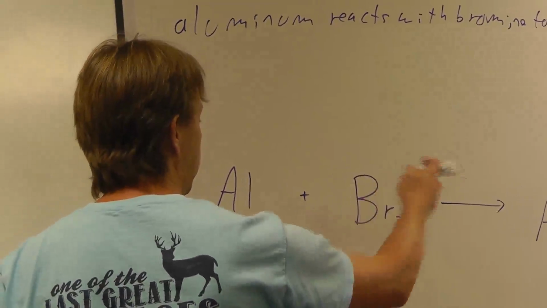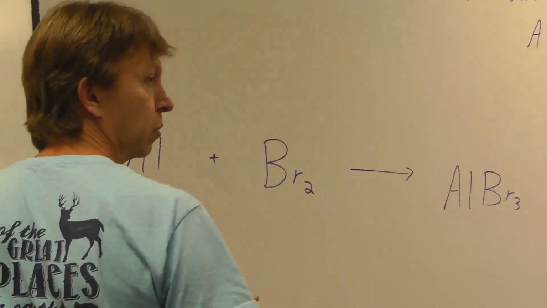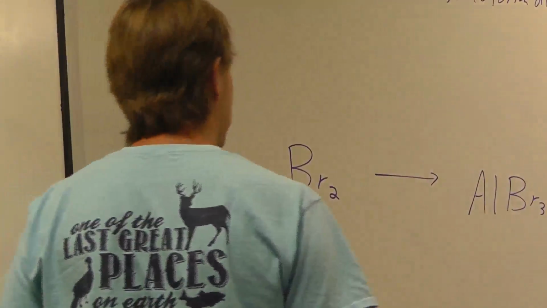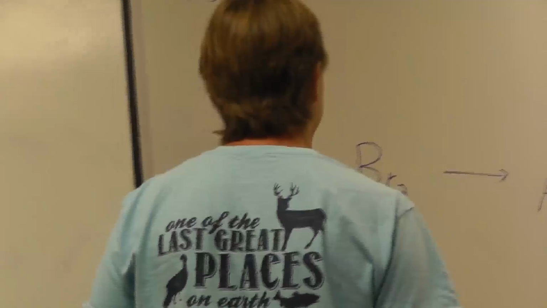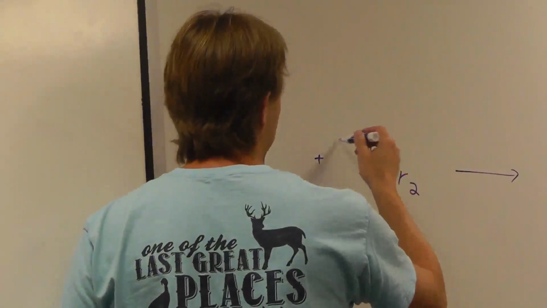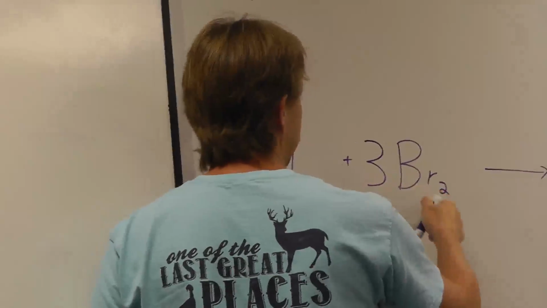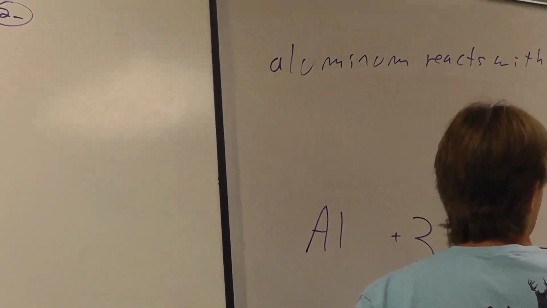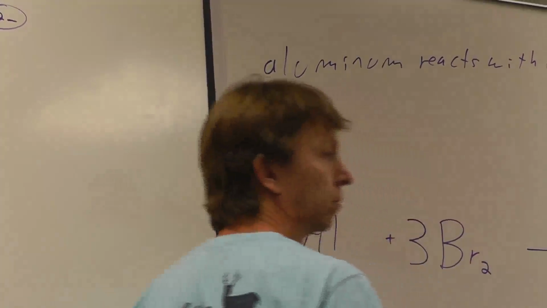And comparing 2 with 3, what's your lowest multiple? 6. So we make both sides 6. If we multiply both sides up to be 6, we can balance that. We'd do that by putting a 3 here, because 3 times 2 would be 6 bromine. And a 2 out here would make 6 bromine.